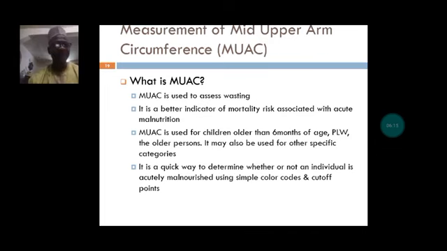The next step in assessment of malnutrition is measurement of mid-upper arm circumference, which is referred to as MUAC. It is used to assess wasting. It is a better indicator of mortality risk, and it is used for children older than 6 months of age, pregnant and lactating women as PLW, and older persons. We can use MUAC to assess if they are malnourished or not.